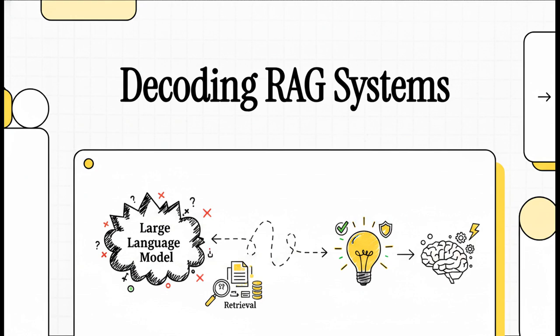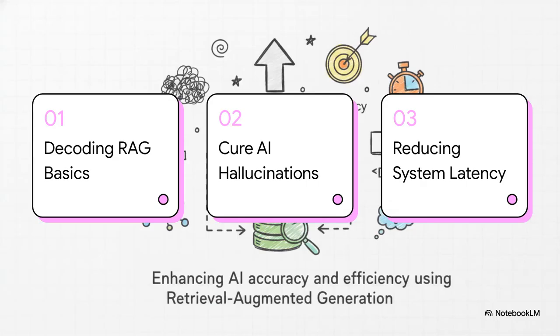We're going to break down exactly how it works, why it's basically the silver bullet for AI accuracy, and how developers are engineering these systems to be literally lightning fast. Okay, let's dive into this. Here's our roadmap for the explainer. First up, we're decoding RAG basics. Second, curing AI hallucinations. And third, reducing system latency.